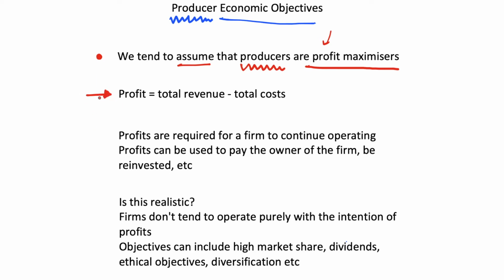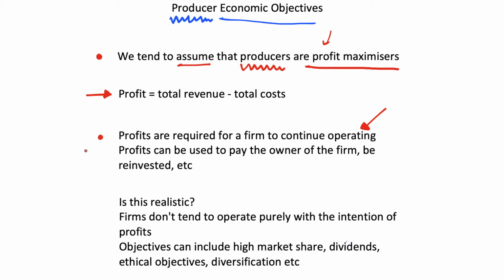And there are a number of reasons why we can assume that firms just want to maximize profit. So we know that profits are required for a firm to continue operating, at least in the long run. If a business is making losses over the long term, then it's not going to be able to continue to operate. It can't pay its bills, it can't pay its employees or whatever, so it's going to have to shut down its operation. So profits are necessary to some extent for a business in order to be a viable business.